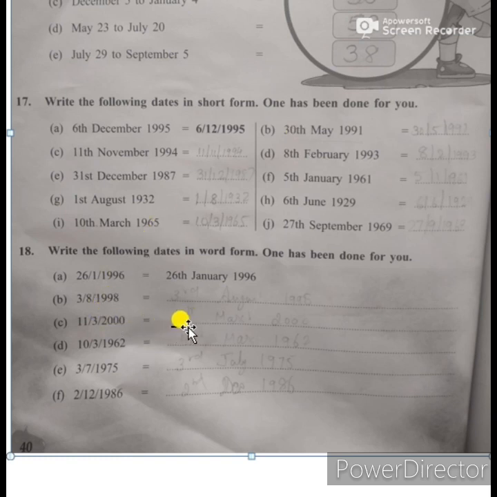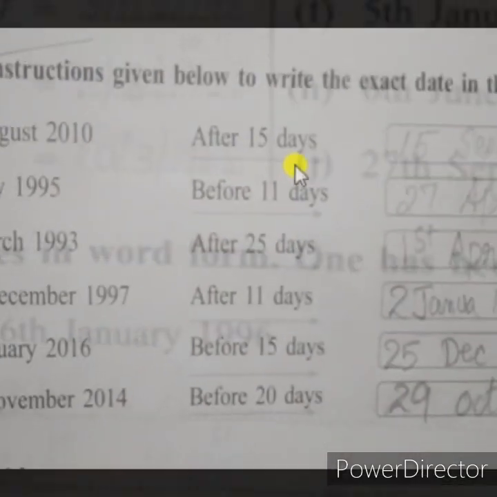11th, the date you have to write first. 3 means the third month of the year, which is March, and you write 11th March 2000. In this way, you have to complete the remaining questions. Now we will move to the next page of this workbook, that is page 41.